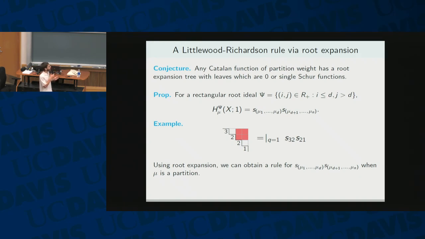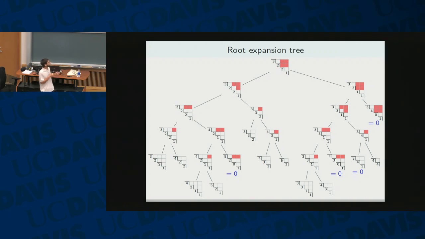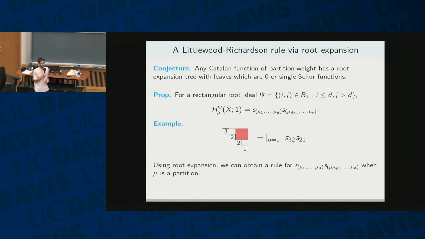Then in that case, when you set q to 1, you end up with a product of Schur functions. So in this example, you split this into two pieces. This is equal to s_32 times s_21 when you set q as 1. Okay. And so it turns out using root expansion, you can recover a kind of Littlewood-Richardson rule. It's not exactly the usual Littlewood-Richardson rule, but it's even possible to trace down these paths and give an explicit tableau that's something like a Littlewood-Richardson tableau.